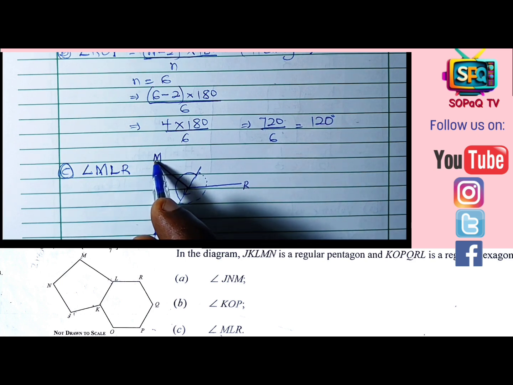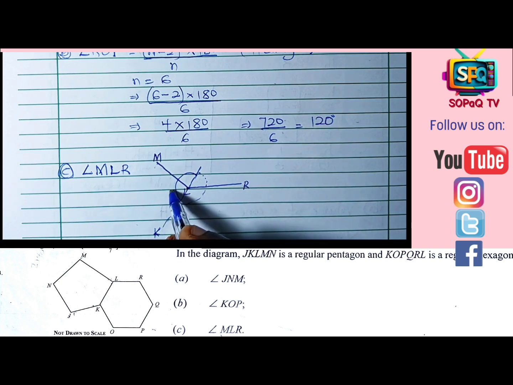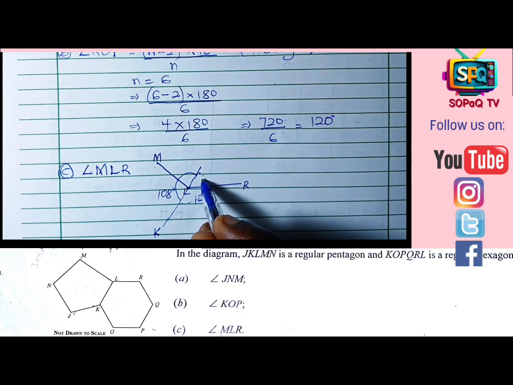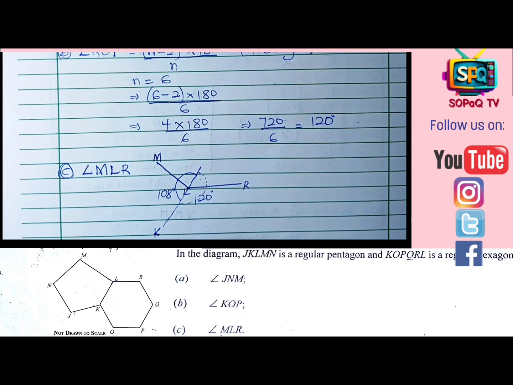Don't forget, MLK is an interior angle of the pentagon where we got 108. The 108 is for all the interior angles of the pentagon. And this side is also 120 for all the interior angles of the hexagon. So when we get to know this side and this, and we add it together, we will get our MLR.